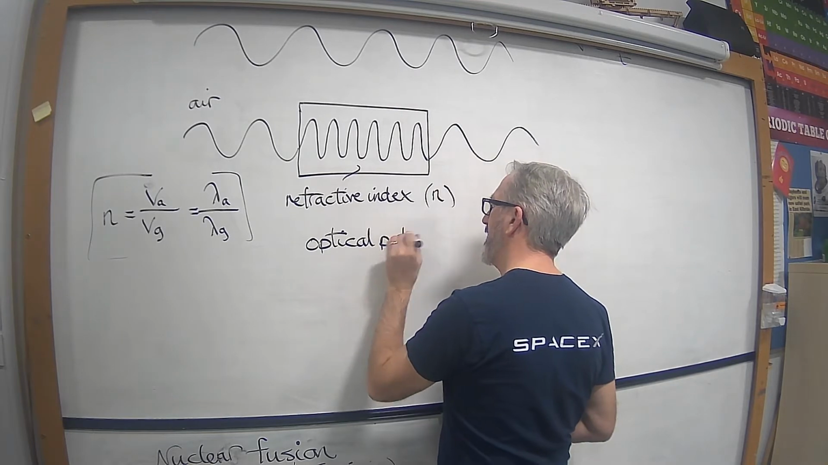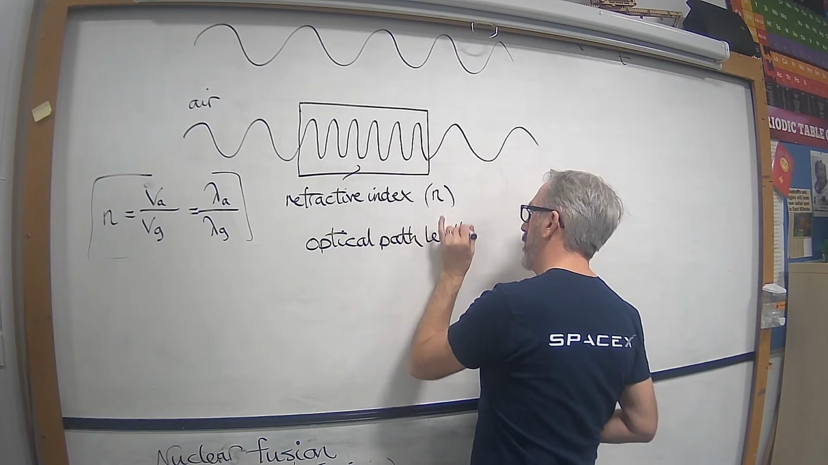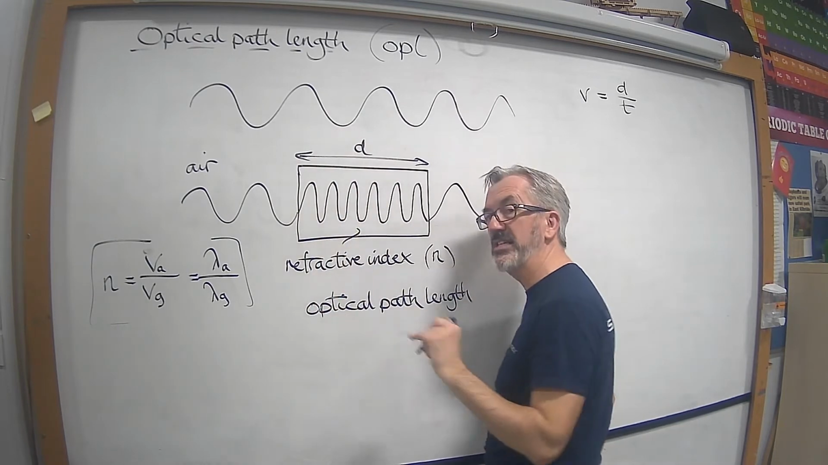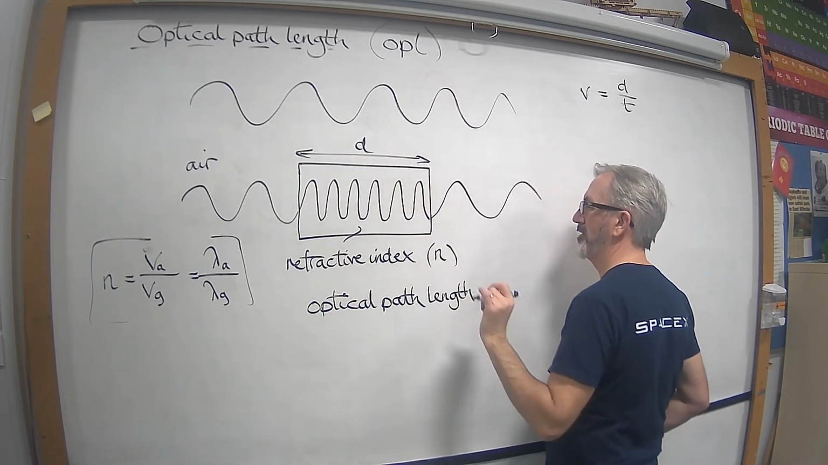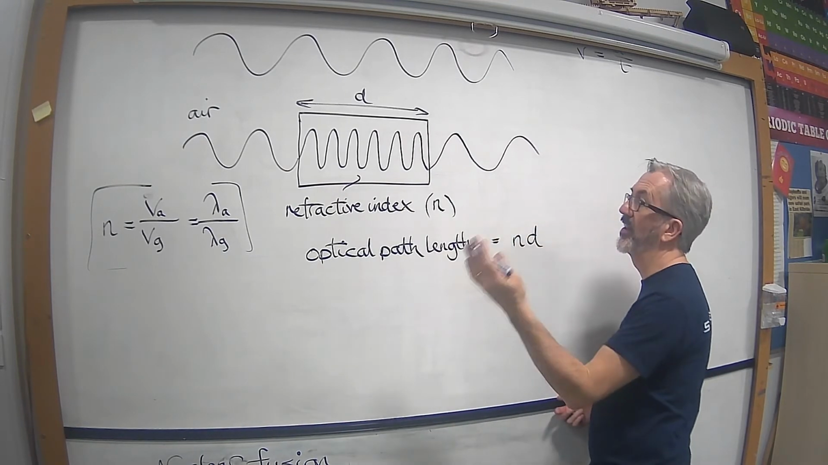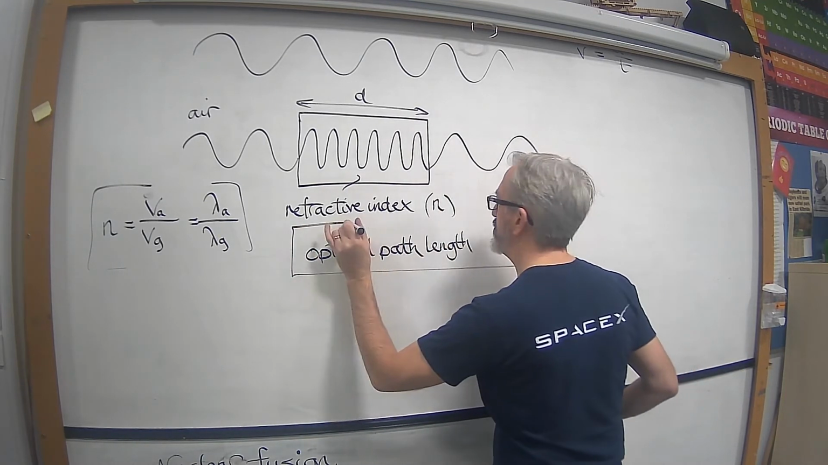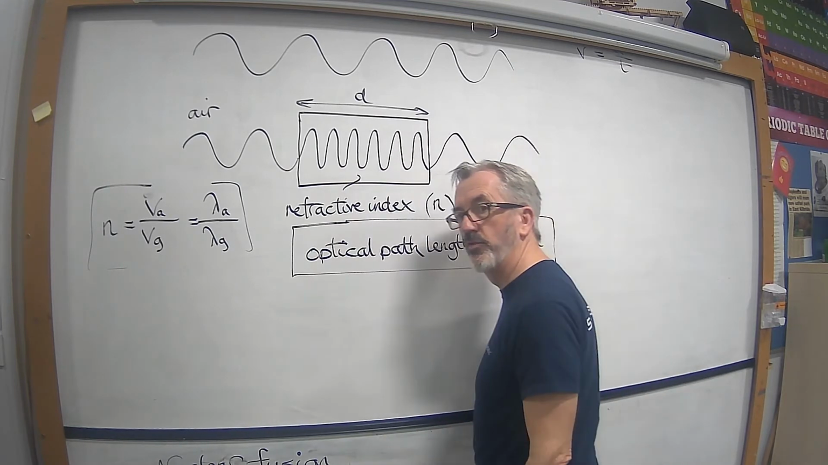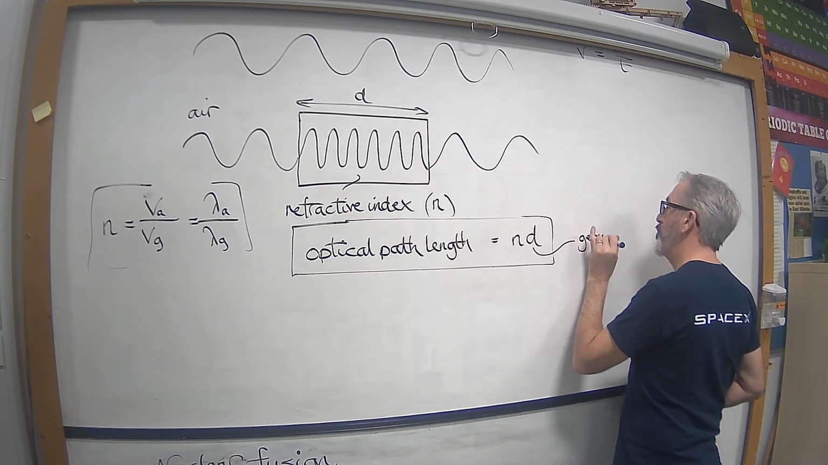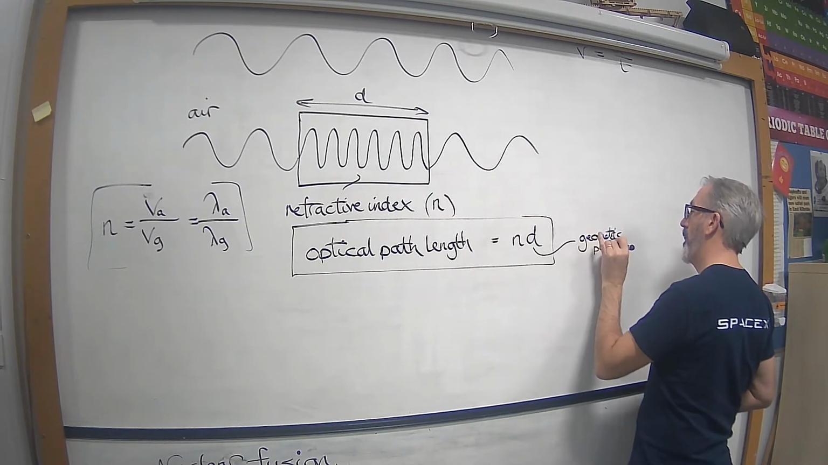The optical path length in a transparent medium is the geometric, physical length of the thing, d, but we incorporate the refractive index. Optical path length is the refractive index times the distance that the light travels through. And that relationship is on your relationship sheet. OPL for optical path length. That distance d is sometimes called the geometric path length.